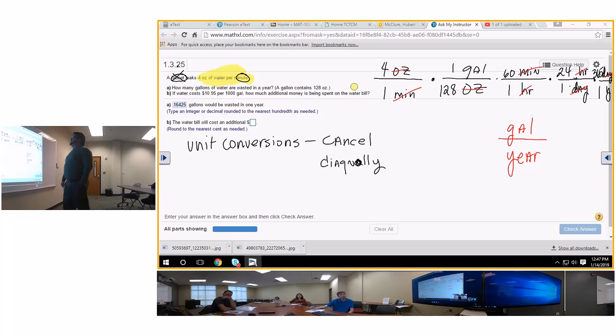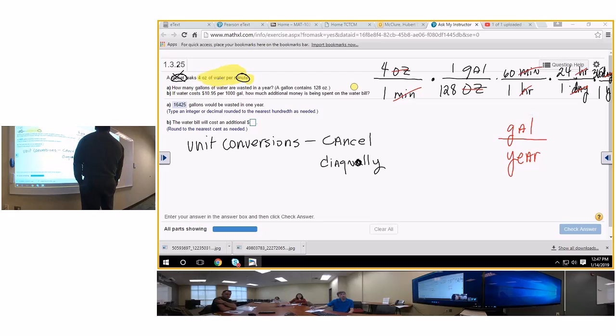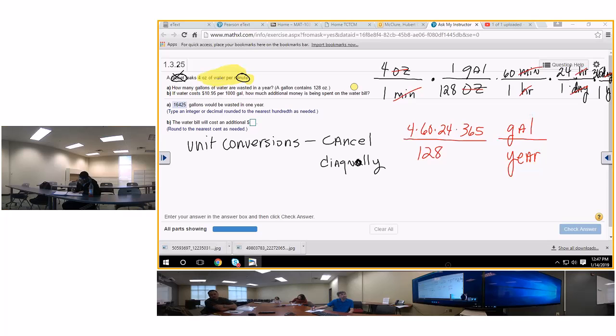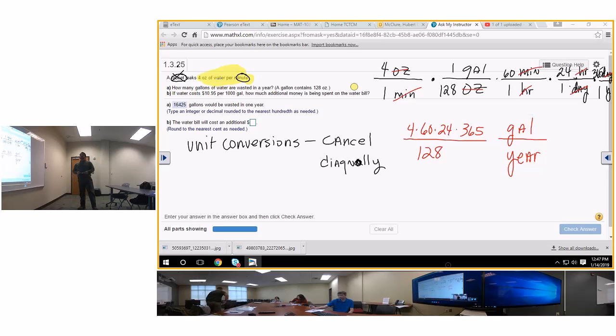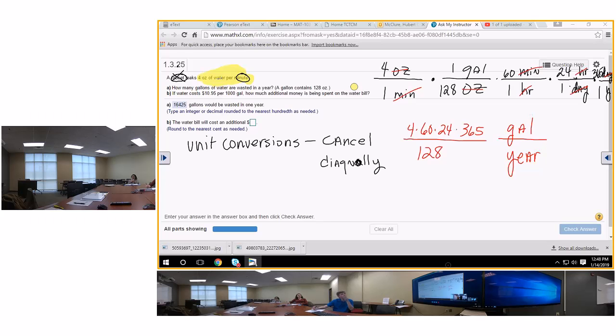Let's do the top. 4 times 60 times 24 times 365. Over 1. I'll do the bottom one for you. 128. Now, can you do this without a calculator? Yes, you can. Somebody tell me how. Rounding. Estimation.